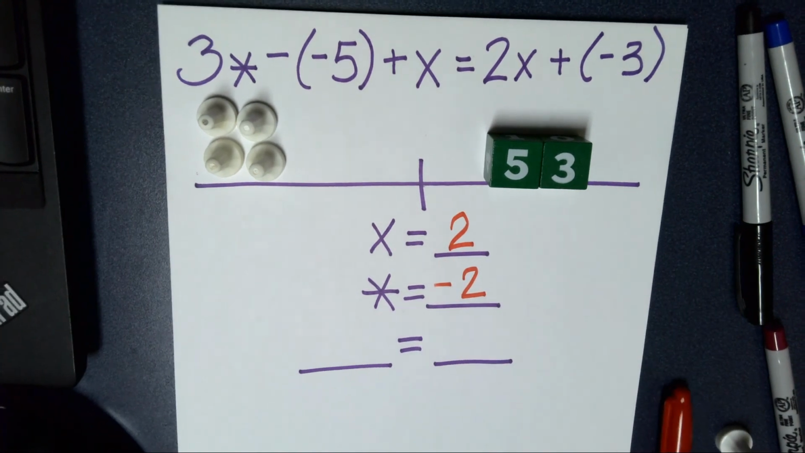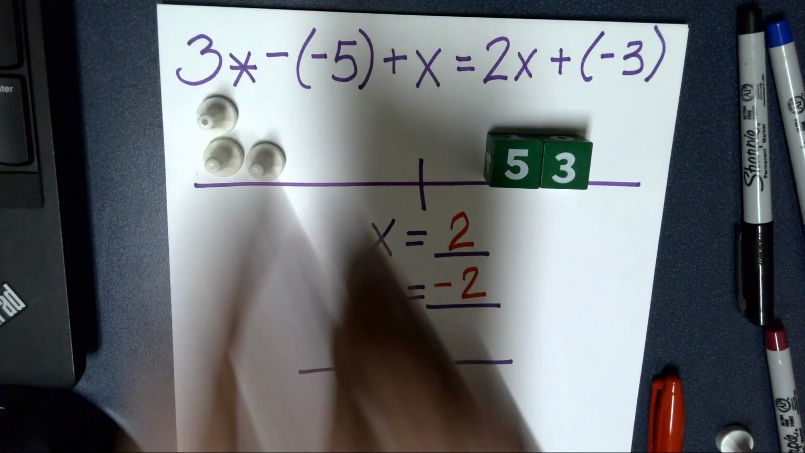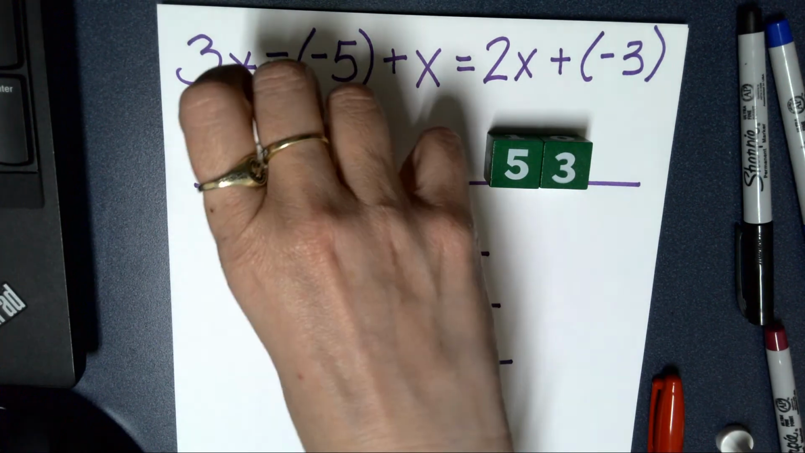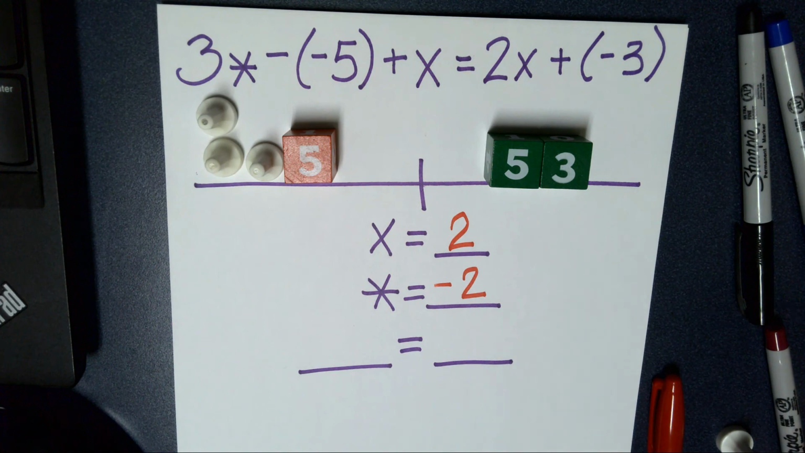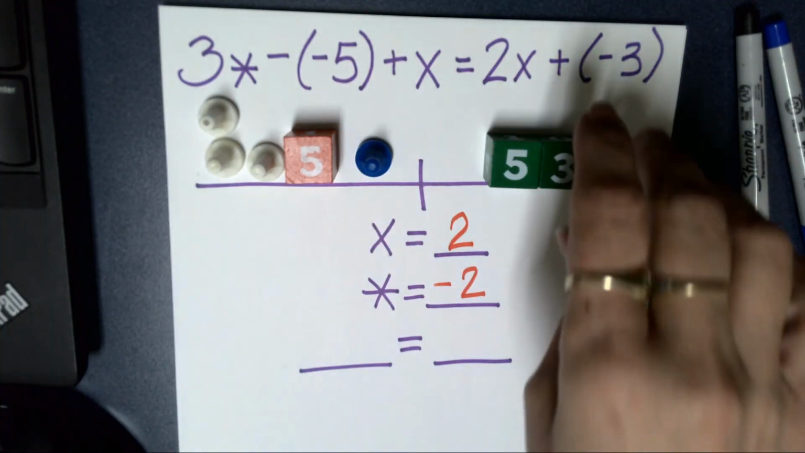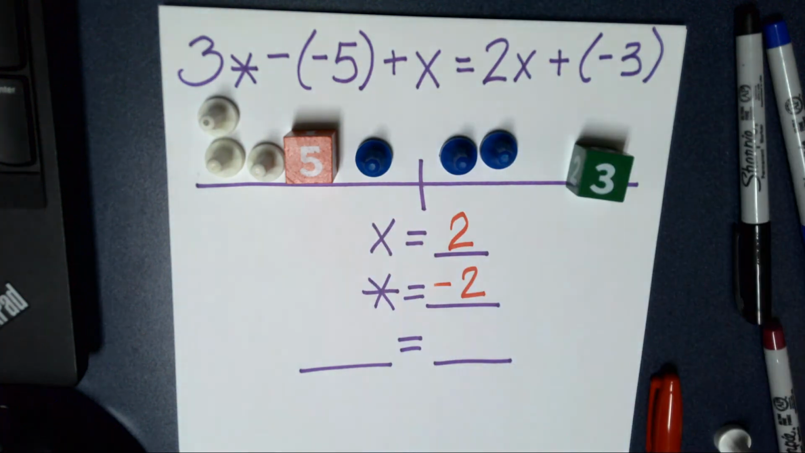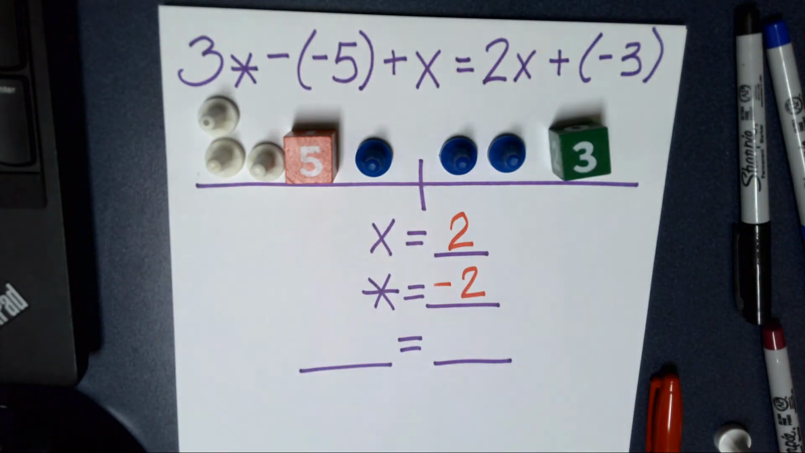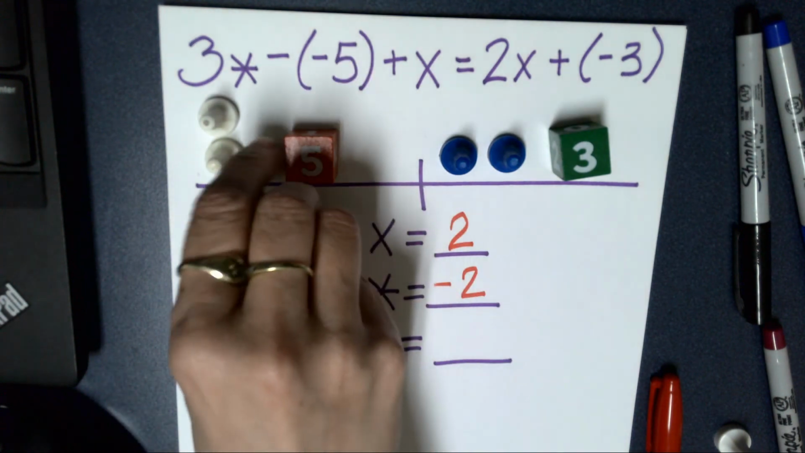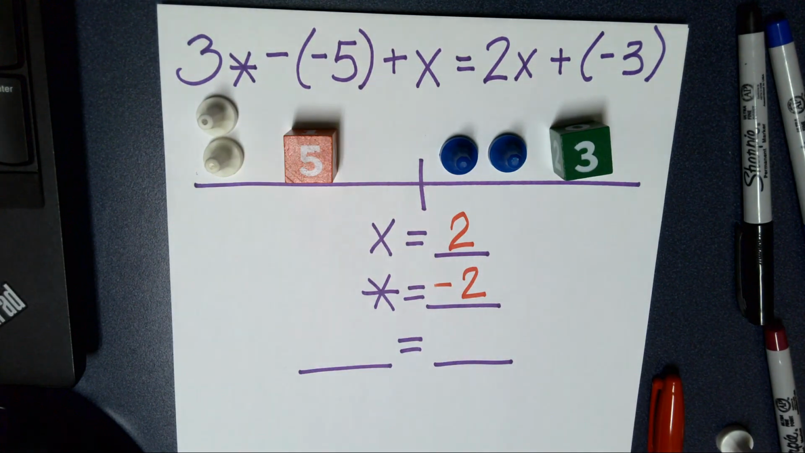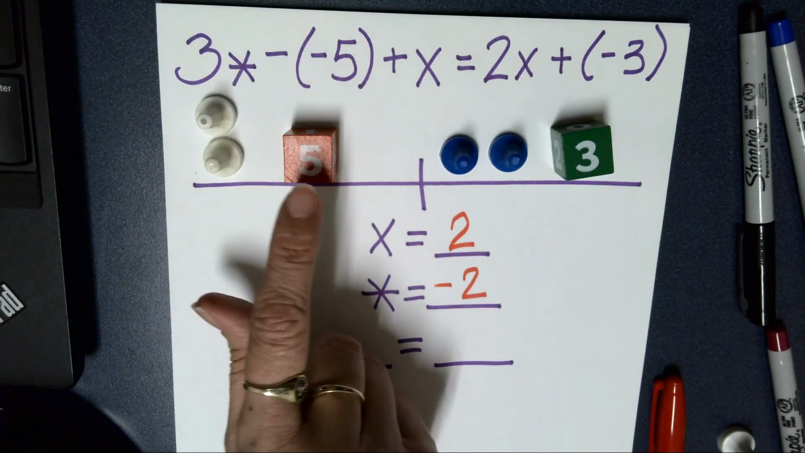Then we go back to our original equation. 3 stars minus a -5 gave us +5, and plus an x equals 2 x's plus 3. So first things first, any 0 pairs can automatically get removed because they're going to equal 0 anyway. So I'm going to take those away. So I have 2 stars plus 5.